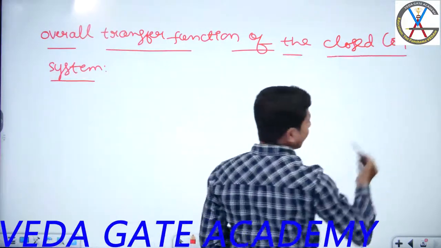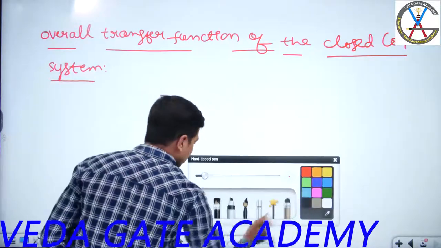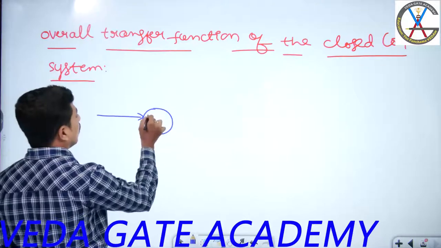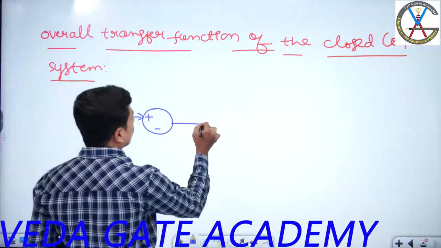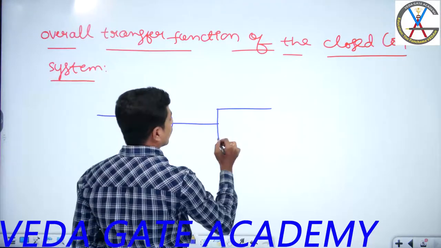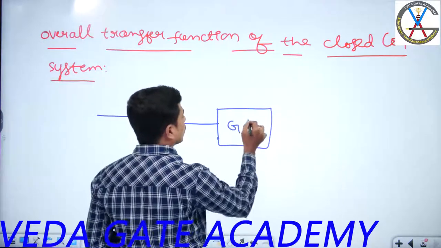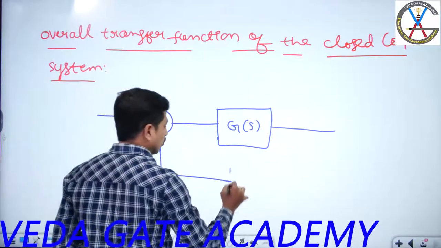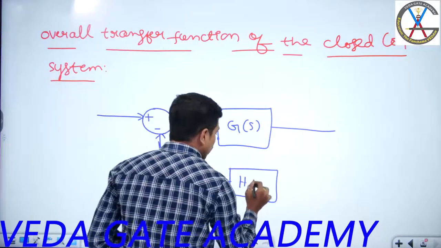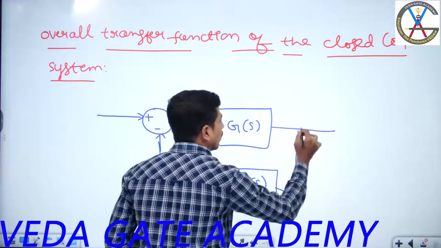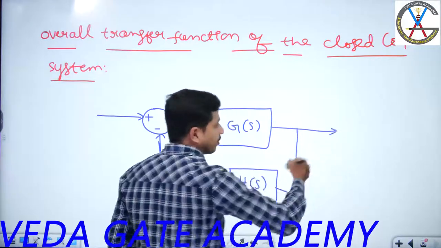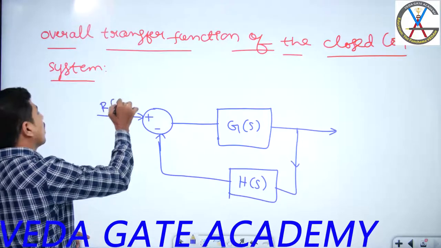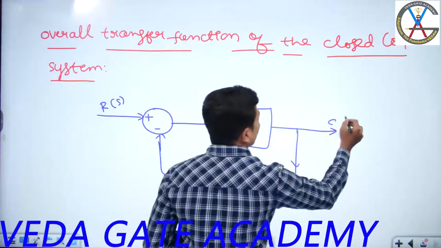Let us draw the diagram once again. Observe carefully. Plus, minus. This is G of S, and this is H of S. Arrow direction is very important. This arrow shows that we are feeding back from output to input. This is R of S. This is C of S.